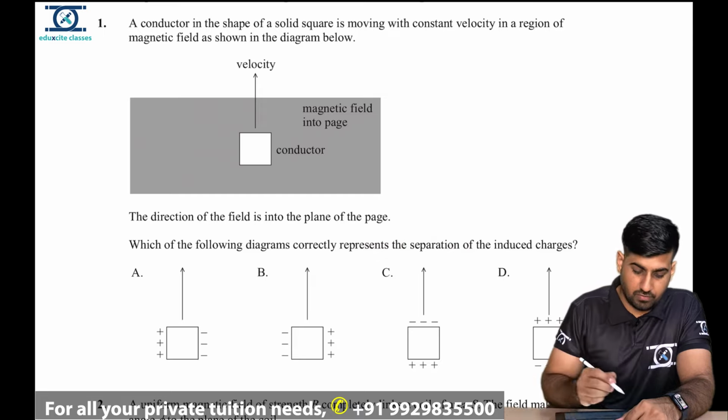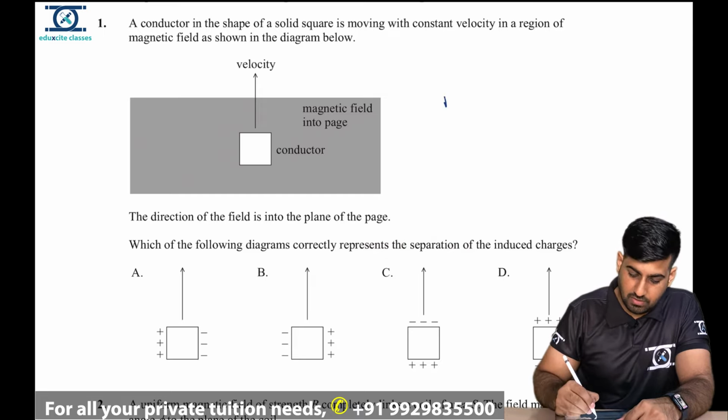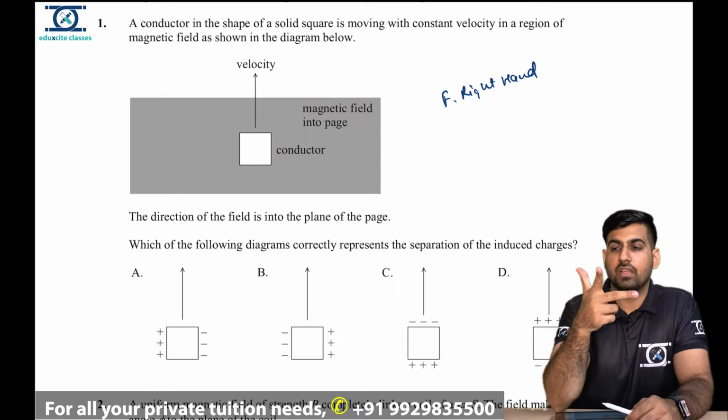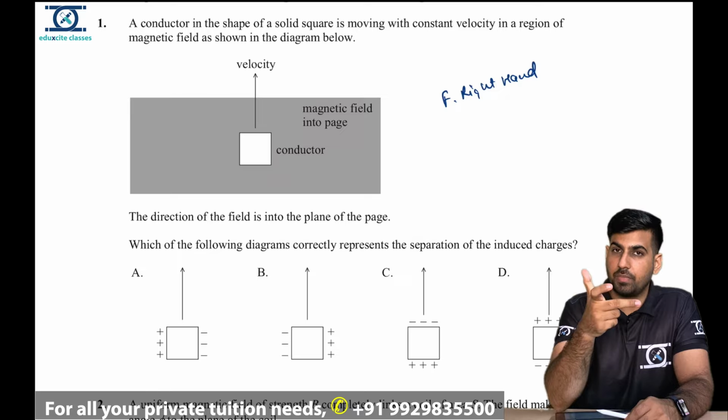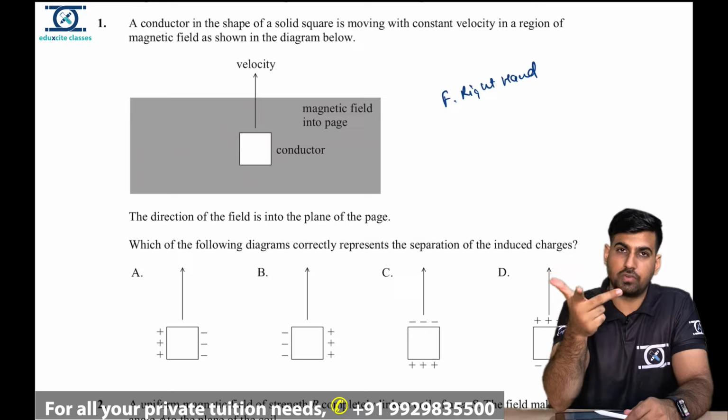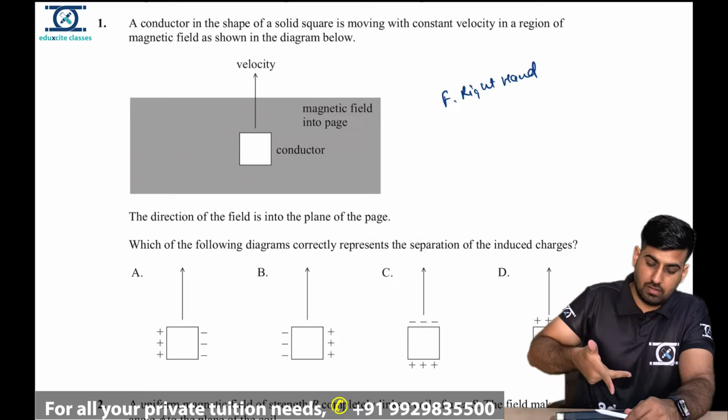So we know that to find out the induced charges we use Fleming's right hand rule. According to Fleming's right hand rule, FBI: the thumb represents the force, the direction of the motion of the conductor, B stands for magnetic field and I stands for the direction of positive charge or the direction of current. So let us apply here.